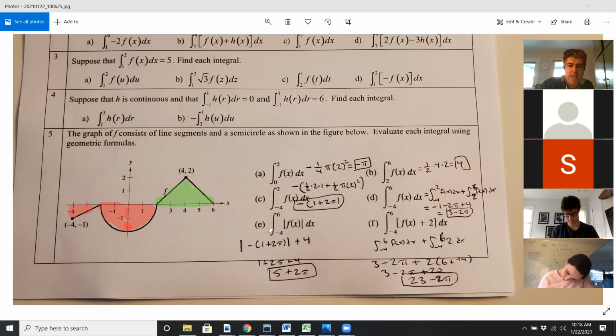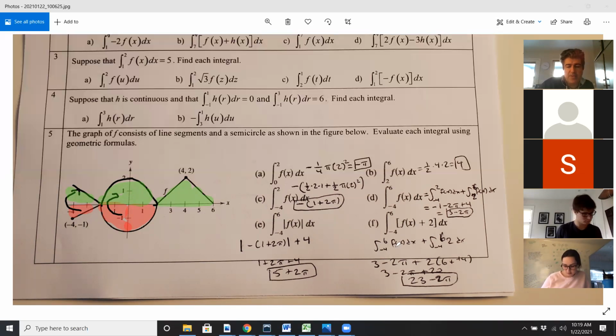E is absolute value, meaning that anything that's above the x-axis stays, and anything below the x-axis becomes above the x-axis. So essentially, these flip. So now you're doing this. Everything's all above the x-axis, so I'm making everything green here. And so you take whatever you got in part C and do the opposite sign, make it positive now, make it 1 plus 2 pi, and add the 4, so you get 5 plus 2 pi. That's an absolute value transformation, which you guys have seen before in pre-calculus.